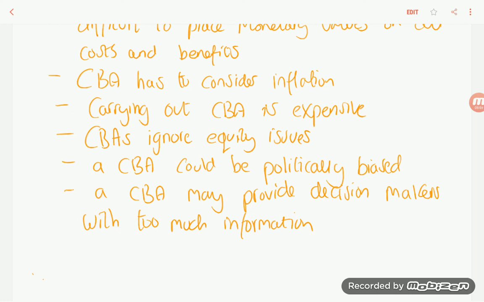A CBA needs to be unbiased to be effective, but political factors can affect a decision, causing market failure. For example, if a project is considered to be a vote winner, then the government might fund it, even if the costs outweigh the benefits. This is called rent-seeking behaviour.